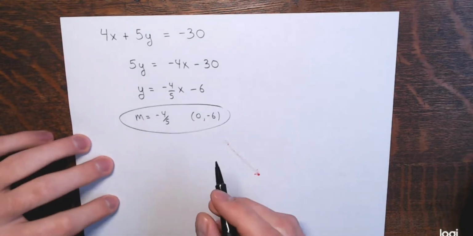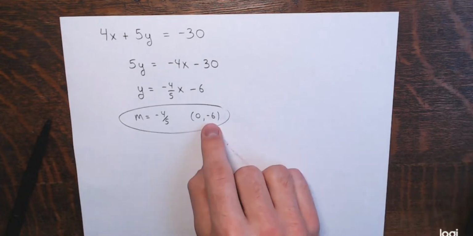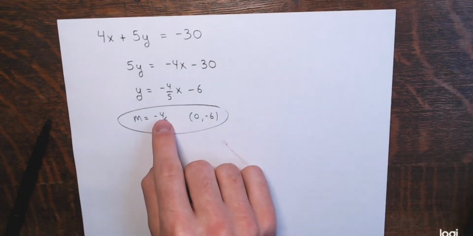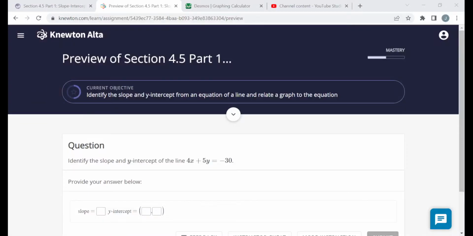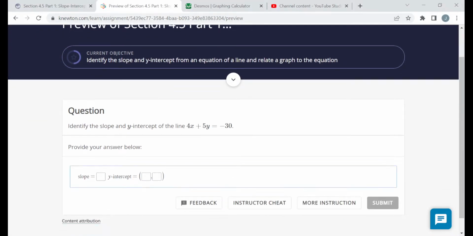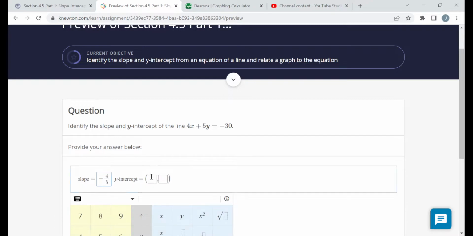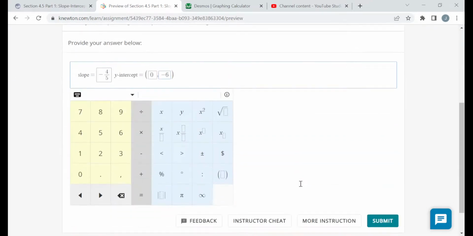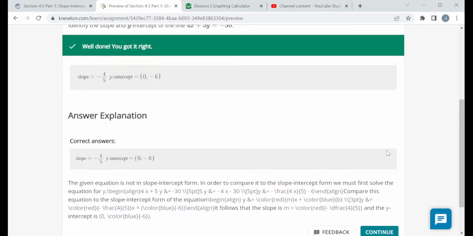Right. That's all they want. And of course, you could make a graph by plotting the y-intercept and then going down 4, right 5, and then plot another point and graph it, but we're not asked to do that. So the slope, negative 4/5, and y-intercept 0, negative 6. Great.